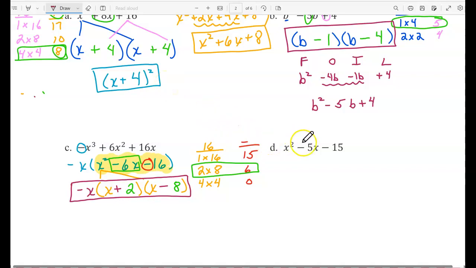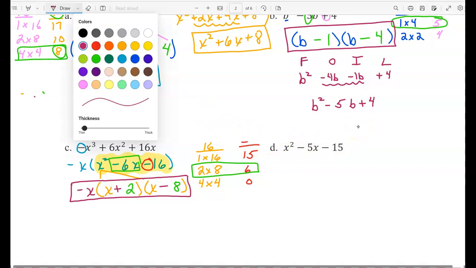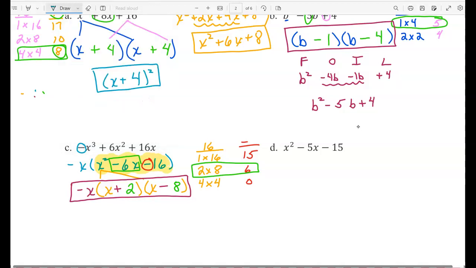We have another one in part D here. The C has a negative. First thing we're going to do is look at all three terms, ask ourselves, is there a greatest common factor? I do not see one, so I'm going to proceed to set up my two binomials. I know I'm going to start with an x and an x. I'm thinking of all factors of 15. So 1 times 15 and 3 times 5.